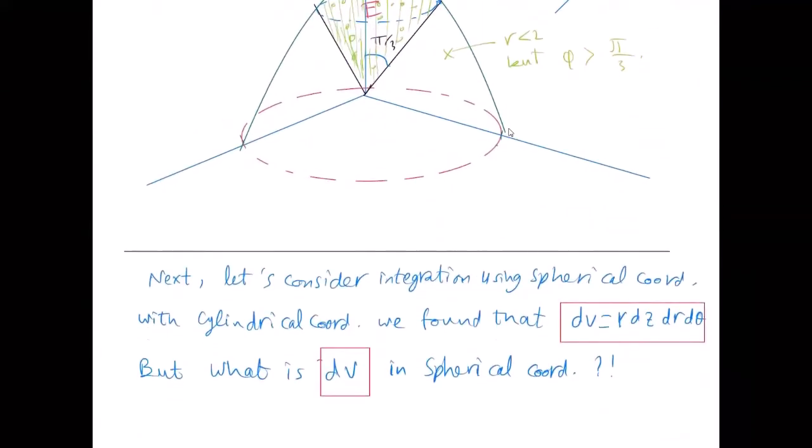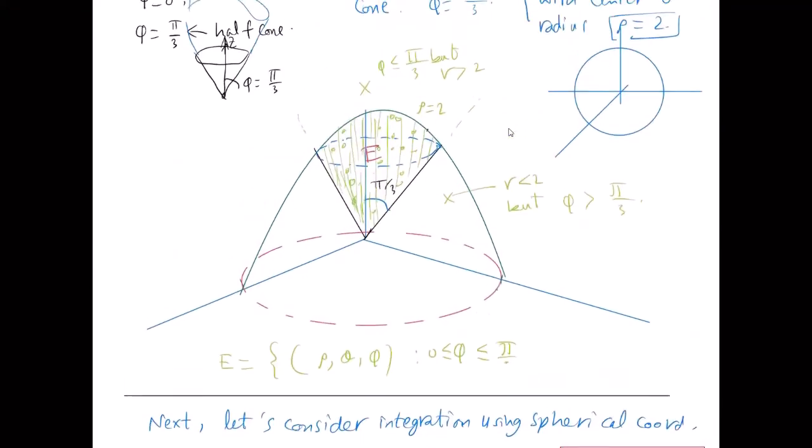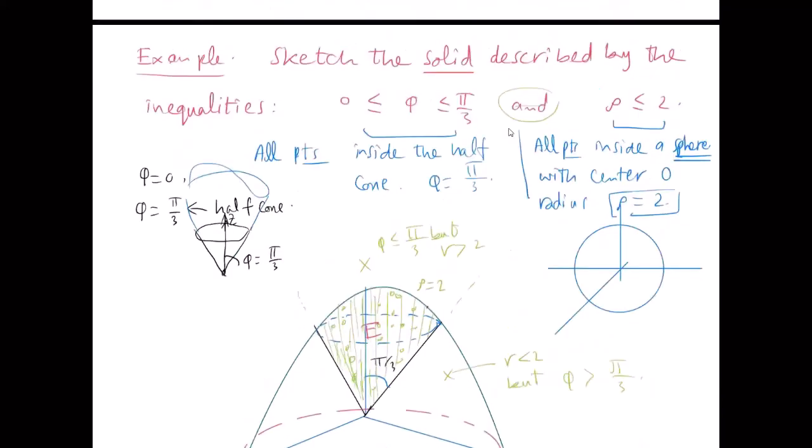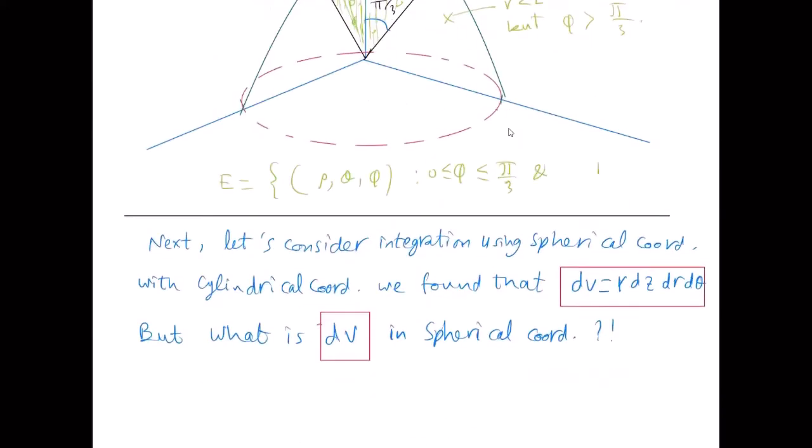So how to write it? E equals all points rho, theta, phi, satisfying phi less than pi over 3, and r less than or equal to 2. The lower bound of 0 is not important, since r cannot be negative anyway. So it is the shaded part.